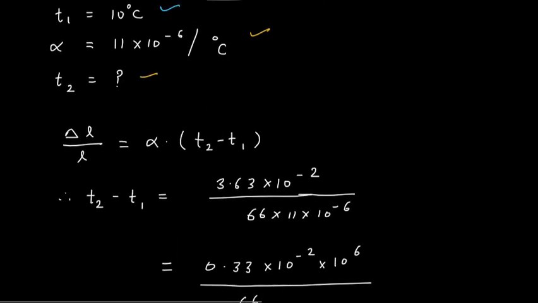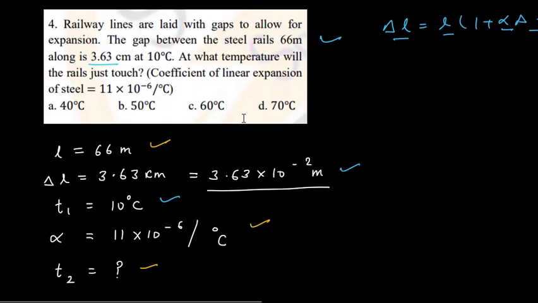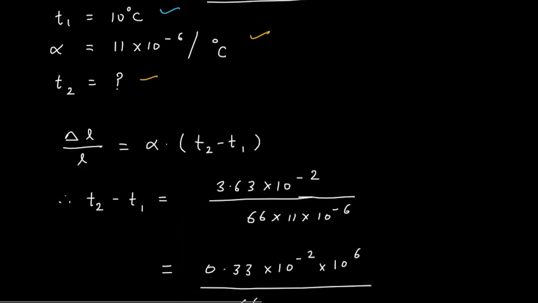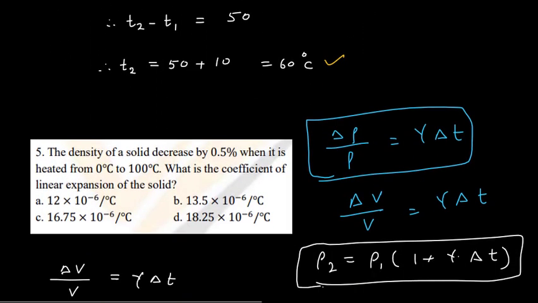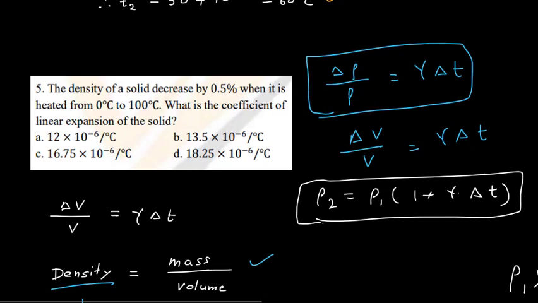Okay, so T2 is 60 degrees Celsius. This is the correct answer, right? Okay. Now your fifth problem here. The density of a solid decreases by 0.5% when it is heated from 0 degrees to 100 degrees Celsius. What is the coefficient of linear expansion of the solid?